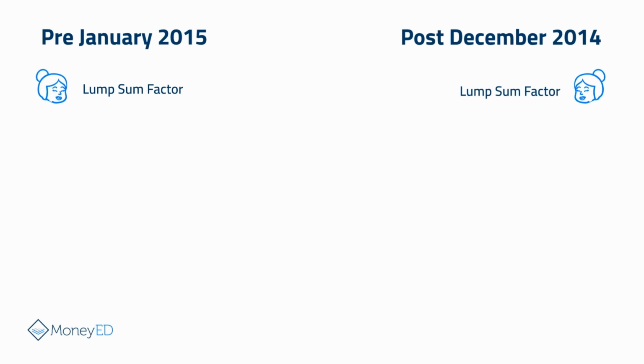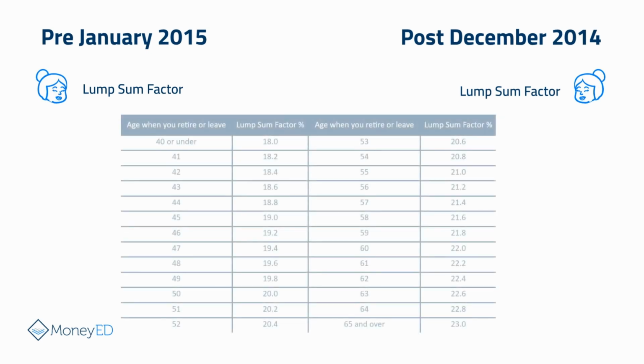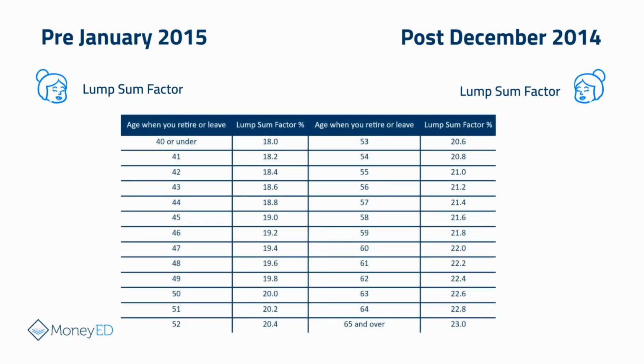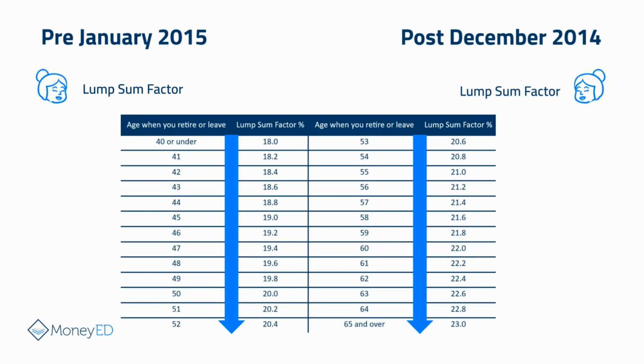The lump sum factor is based on your age and increases as you get older, starting with 18% for those aged 40 or under, increasing by 0.2% each year until you reach the maximum of 23% at age 65.